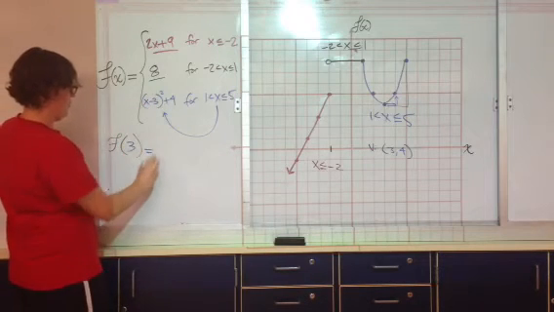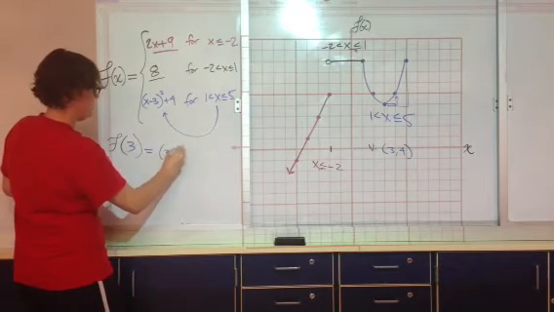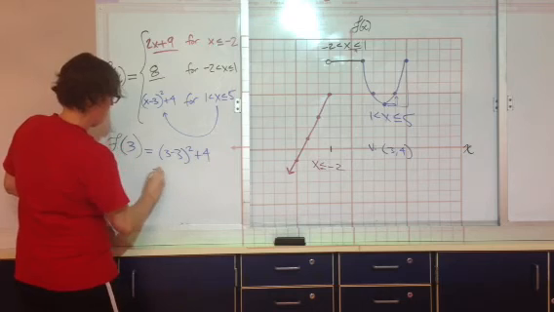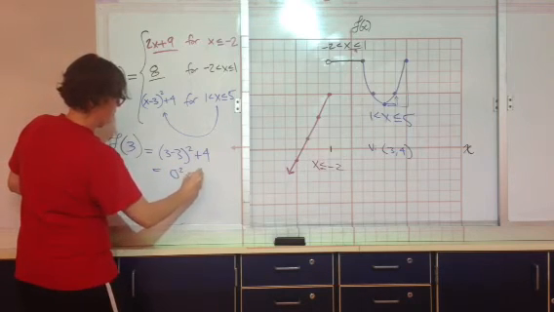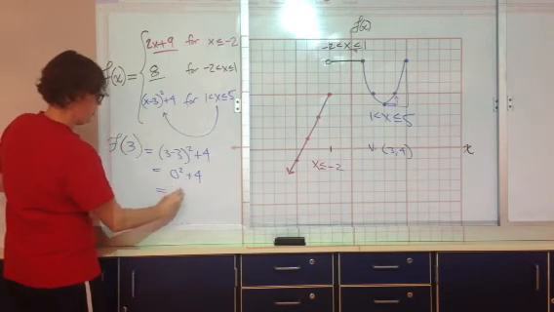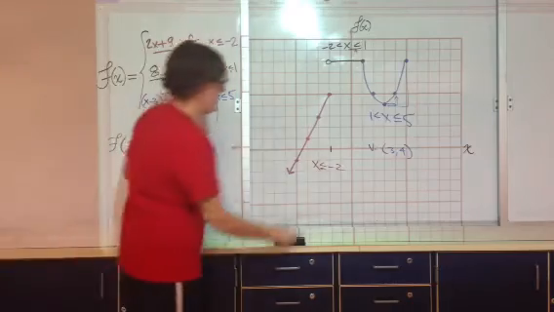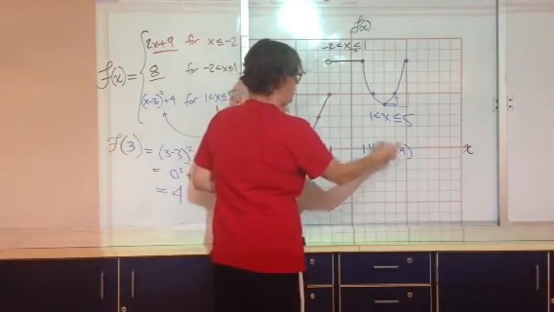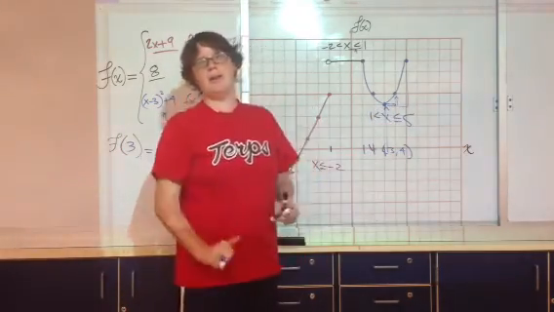To get the output for an input of 3, I have (3 minus 3) squared plus 4, or 0 squared plus 4. The output for an input of 3 should be 4. Let's check. The 1, 2, 3rd gun is indeed shooting out 4. Things are going well.